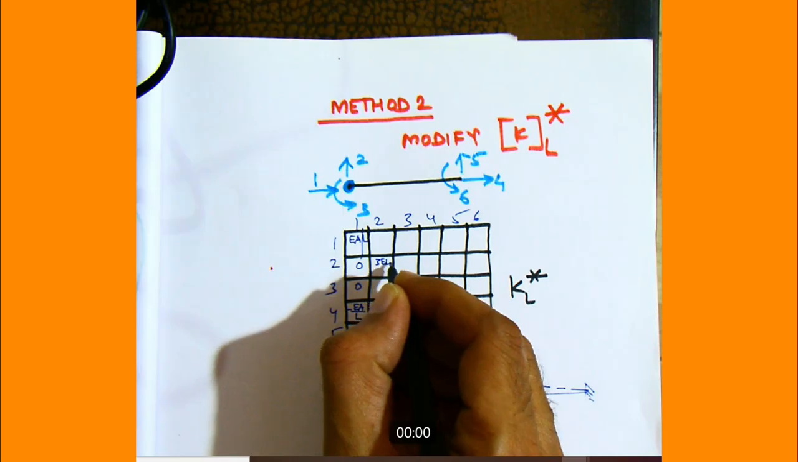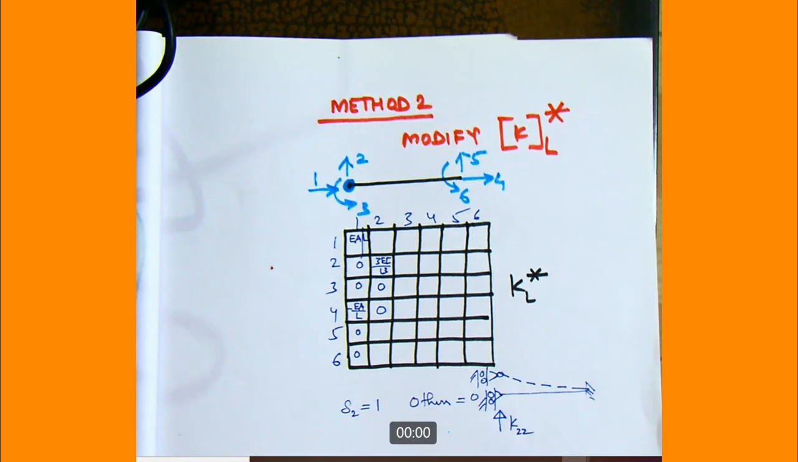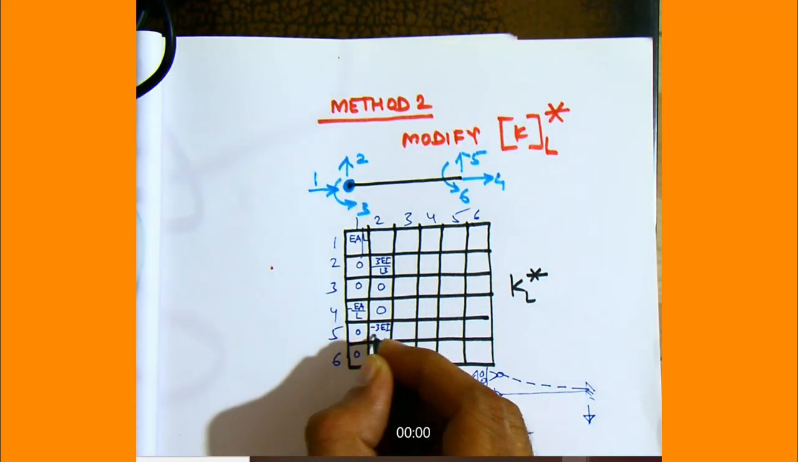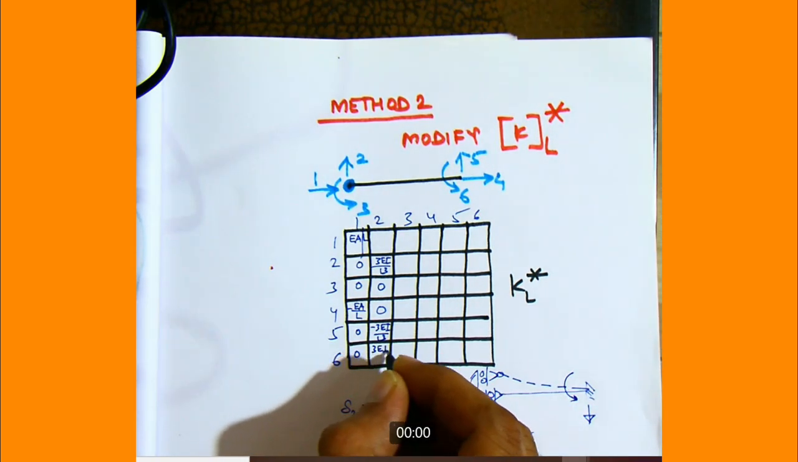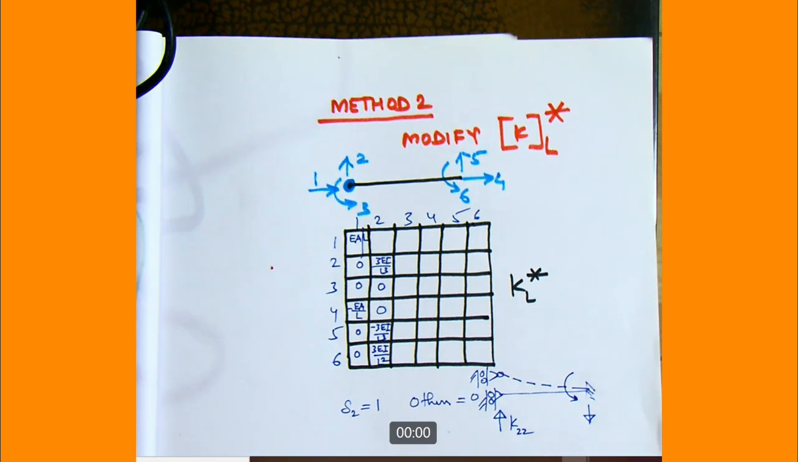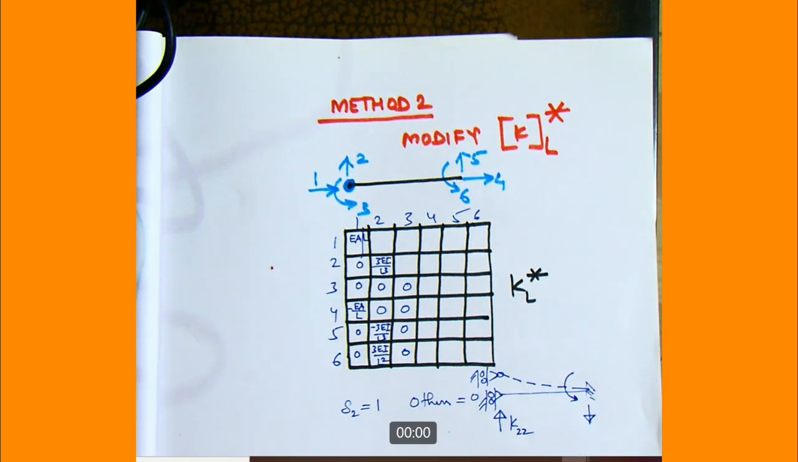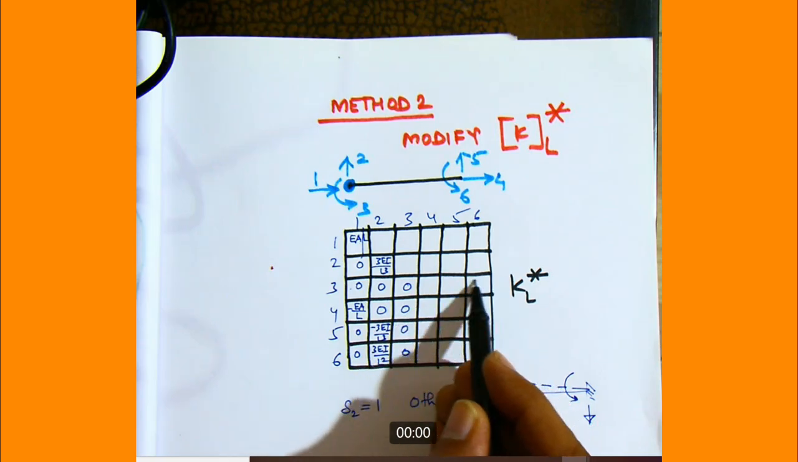And what will be 3? 3 will be 0. What will be 4? 4 will also be 0. 5. 5 is basically this force, so it will be minus 3 EI by L cube. And what will be 6? 6 will be positive, that is 3 EI by L square. So the matrix is now different. And similarly for the 3, third row and third column will be 0, all zeros, because there won't be any force along the third degree of freedom when you give unit displacement to other degrees of freedom. So third row will be 0, third column will also be 0.